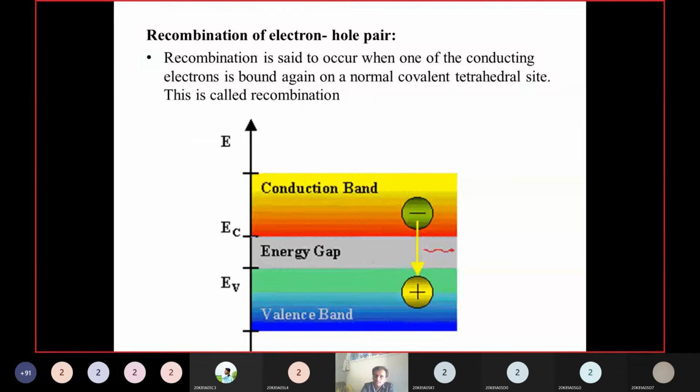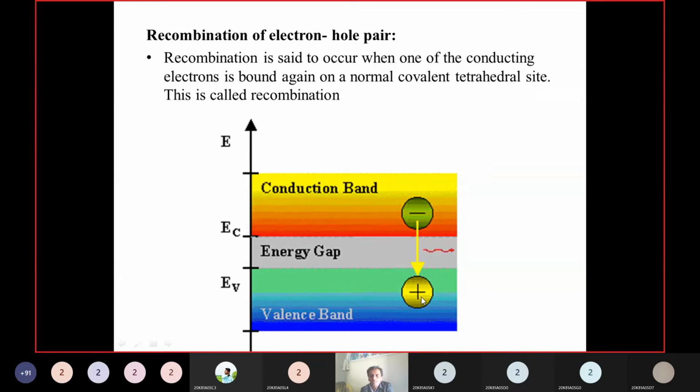Recombination is said to occur when one of the conducting electrons is bound again to the normal covalent tetrahedral site. This is called recombination. In the conduction band, the electron does not stay for long. After a certain time, this electron comes to the valency band and recombines with the hole. This process is called recombination of the electron-hole pair.